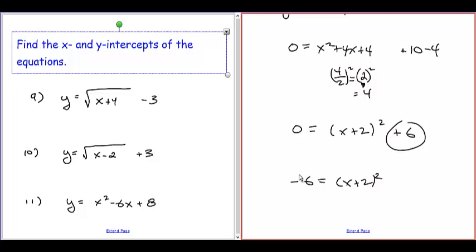Now this is where we could just stop, because just like in these other problems, we can't take the square root of a negative number. So anytime you get to this point in completing the square, you can say there are no solutions. Because there are no solutions, there are no x-intercepts. So that's the case of 0 x-intercepts.